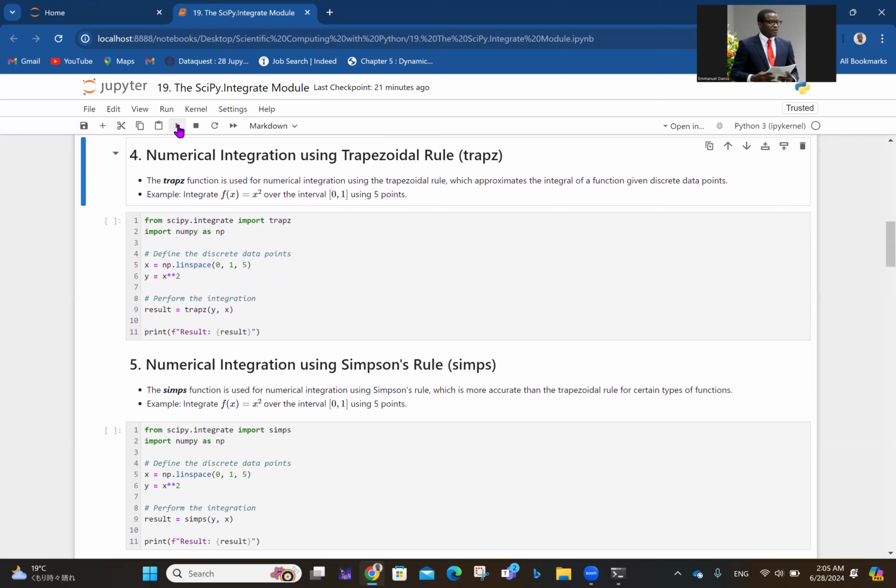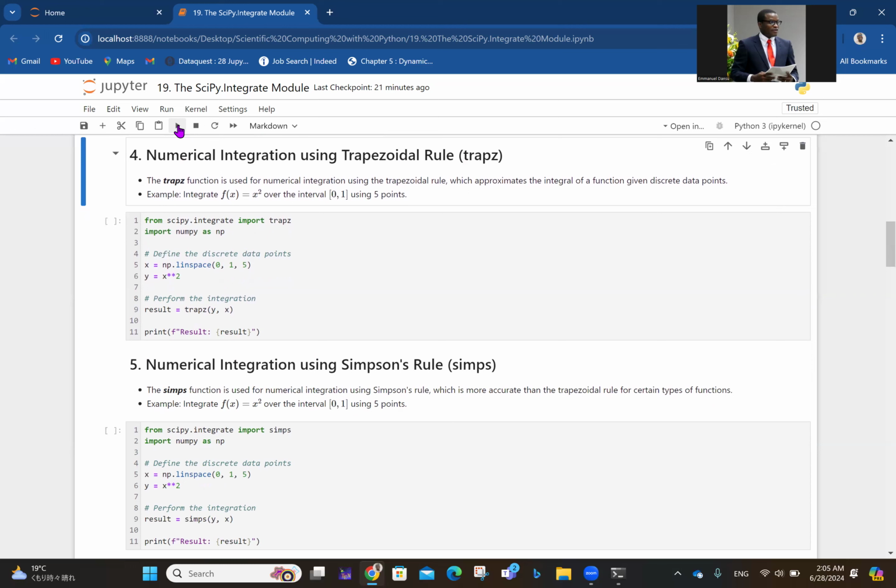Okay, so we move on to numerical integration using the trapezoidal rule. The trapezoidal rule is a technique for numerical integration. The trapz function is used for numerical integration using the trapezoidal rule, which approximates the integral of a function given discrete points, right? So here we are using discrete points.